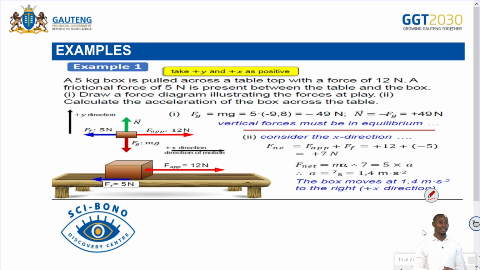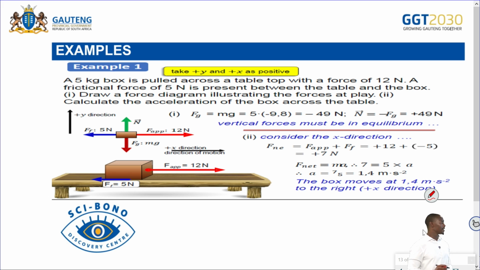These are the problems that need you to apply either Newton's first or Newton's second law. The statement says a 5 kilogram box is pulled across a tabletop with a force of 12 newtons. A frictional force of 5 newtons is present between the table and the box. First question, they want us to draw a force diagram illustrating all the forces acting on that 5 kilogram block, and then calculate the acceleration of the box across the table.